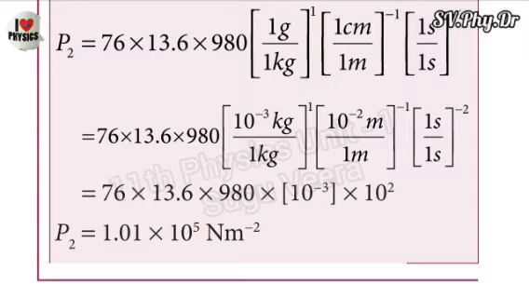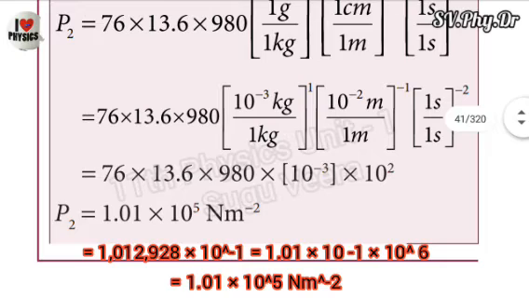So now 76 into 13.6 into 980 into 10 to the power of minus 3 into 10 to the power of plus 2. 10 to the power of minus 3 plus 2 is 10 to the power of minus 1. And now 76 into 13.6 into 980, its value is 1012928, and also 10 to the power of minus 1 is there.